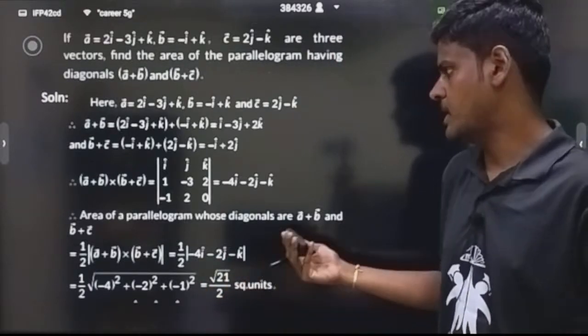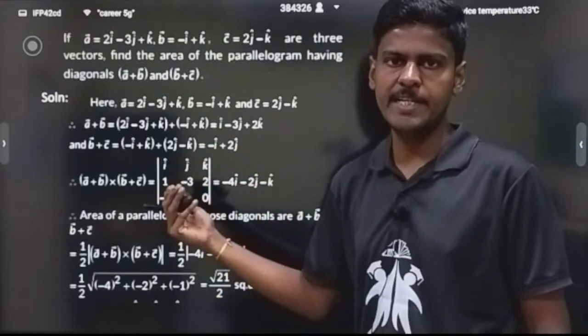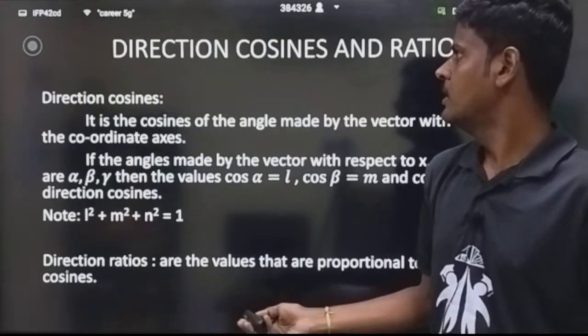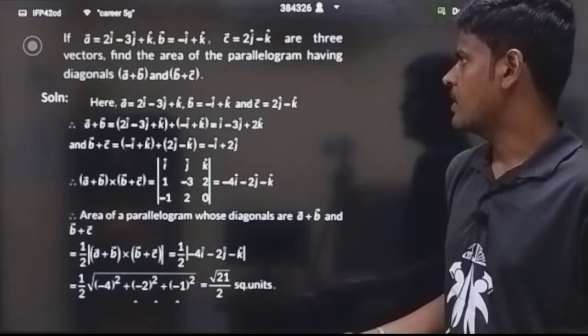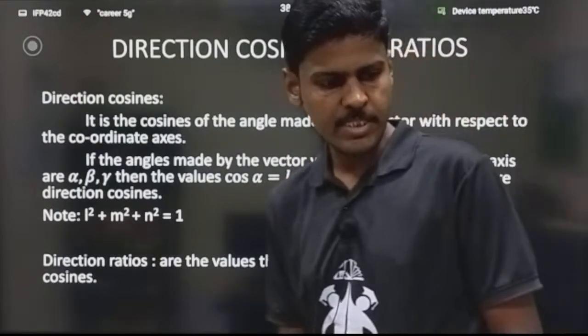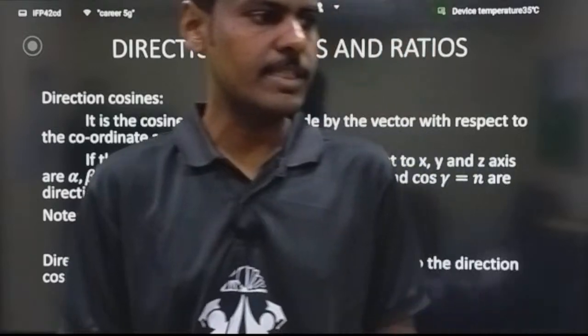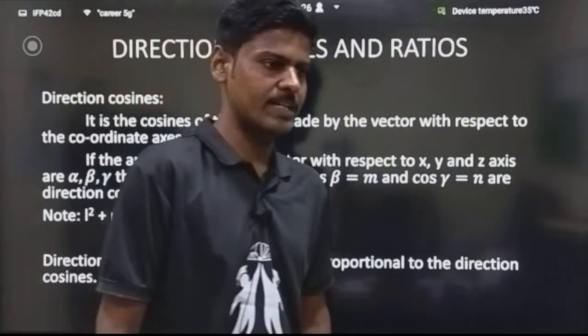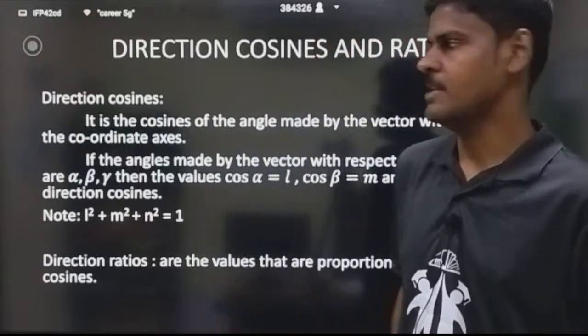Simple questions. You already know how to do this, how to find determinants and how to simplify, how to find magnitude. Okay, with this we have completed cross product. With that, vector is completed. Now we will move to 3D geometry. Vector is actually very simple topic. We already learned how to do problems in vectors.